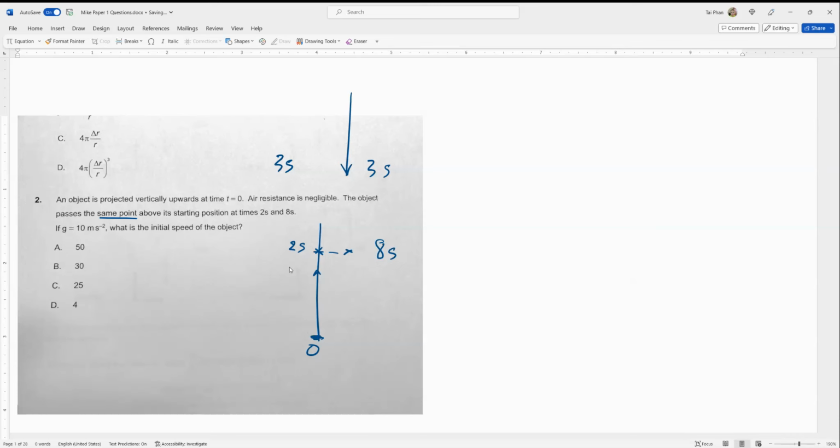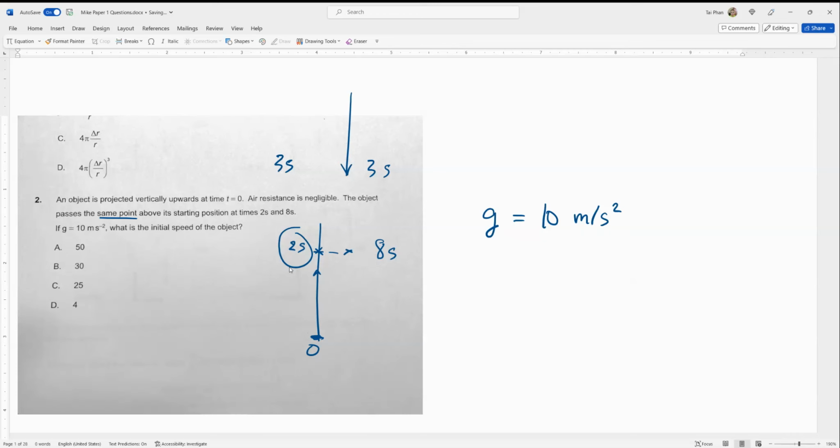What is the initial speed? The fastest way to solve this problem is actually very simple. We just need to focus on the time here, which is 2 seconds. And because the gravitational acceleration is taken as 10 meters per second squared, it means that the velocity will change accordingly. The total time going up is 2 seconds to reach this position.